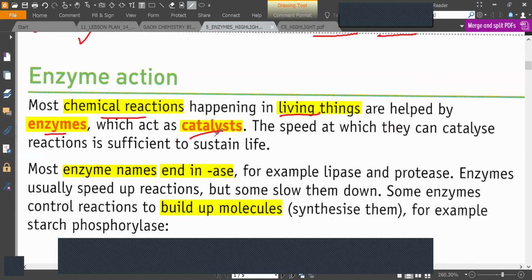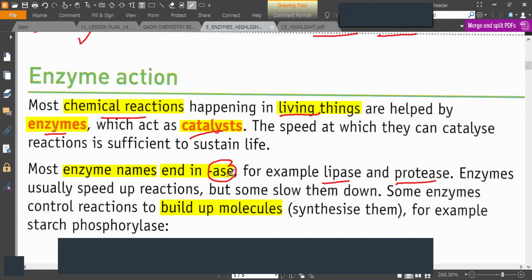Next, the name of enzyme. The names of enzymes like lipase, protease, amylase, something like that, almost always end in -ase. So this is the name of the enzyme.